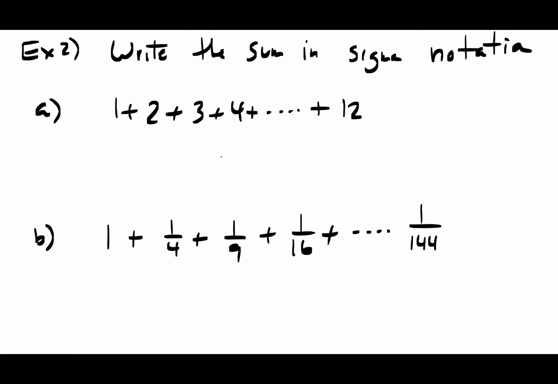Cool, so I'm going to put this in summation notation, right? Sigma, i is equal to 1. That's easy, right? We're just adding stuff up. I go to 12 and it's just i. Done, right? Next one, what did you guys get? i is equal to 1, 1 over i squared. Yes, this also goes to 12.